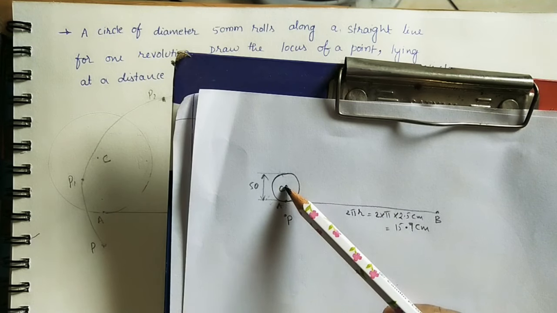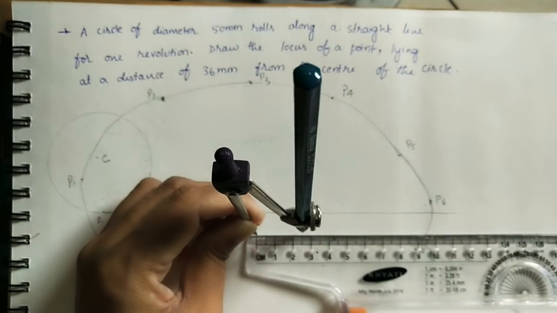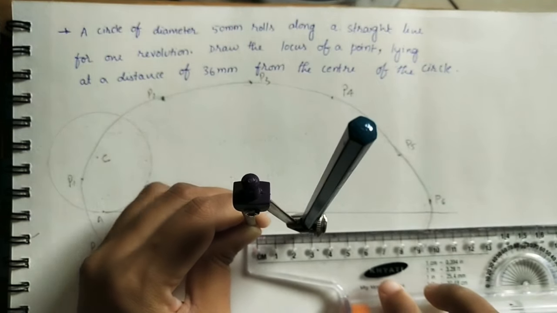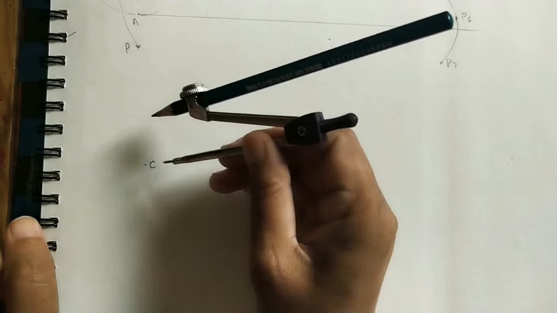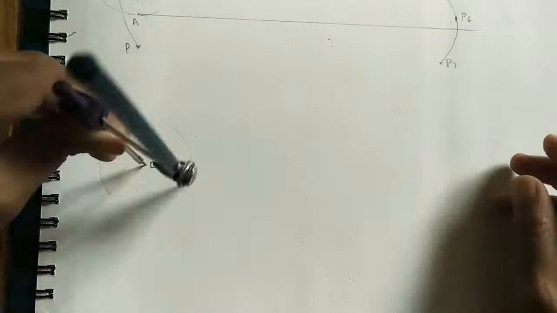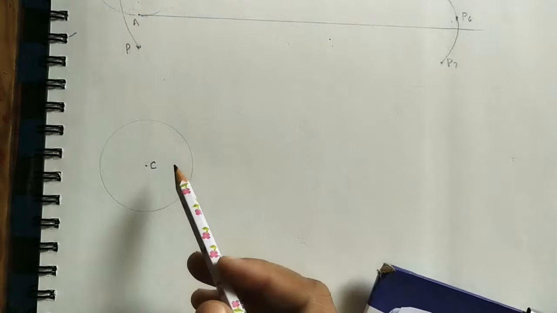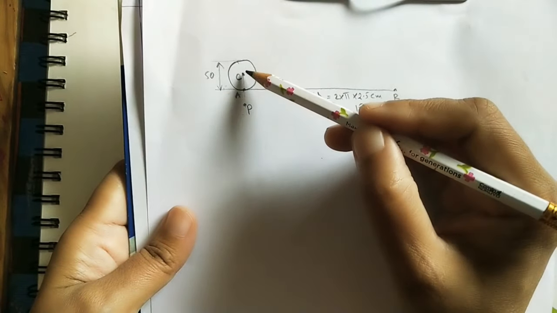Take any one point as the center. Do this circle, taking radius 2.5 cm by using the compass. Take C as the center, 2.5 is the radius, and do one circle. After doing the circle, just do one vertical diameter like this, or a vertical line.